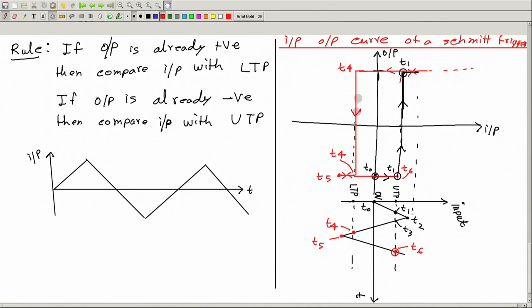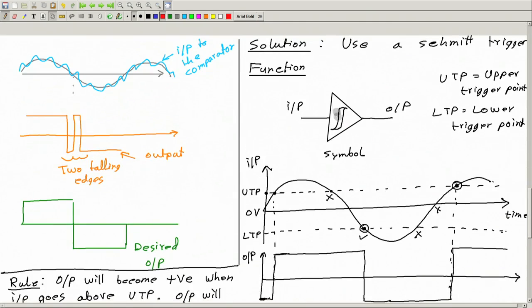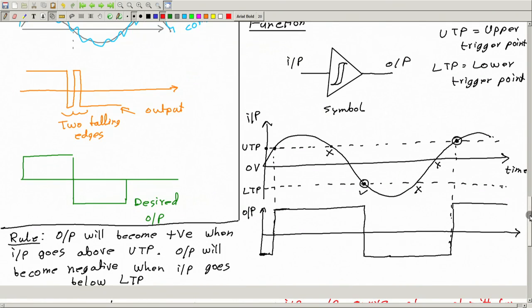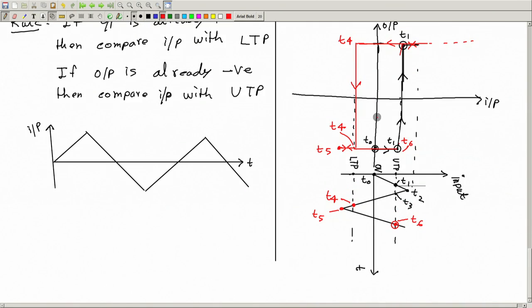Okay, and you see this looks like a hysteresis band. This is called a hysteresis band, hysteresis loop, of a magnetic material. So for a magnetic material also it looks like that, continuous, smooth. Here it's discrete, but it's similar. That's why we draw the symbol inside this Schmitt trigger. Okay, this is how the input output characteristics look like.